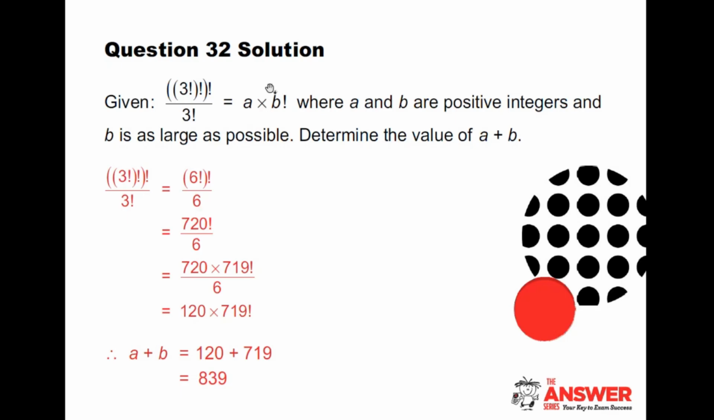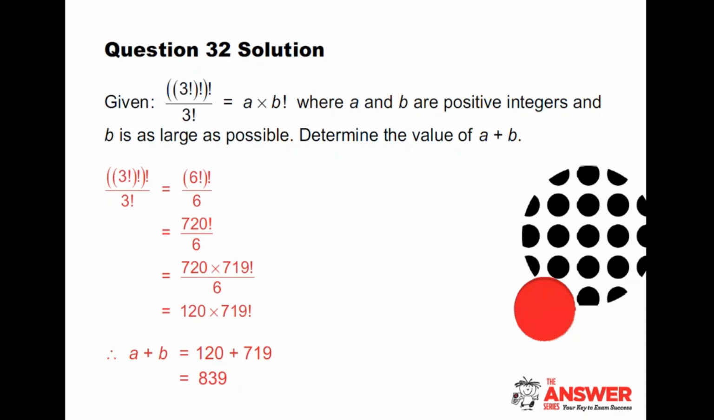Now, they haven't said to me, give an answer. They've said, write it in this form. How can I change 720 factorial? I can write it as 720 times 719 factorial. Now, what do you know about 6 and 720? Well, 6 goes into 720 120 times. They wanted it as a times b factorial, where b is as large as possible. And then they said, determine the value of a plus b: 120 plus 719. I think it's cool. And I think it's a possible level 4 question in question 1.3.